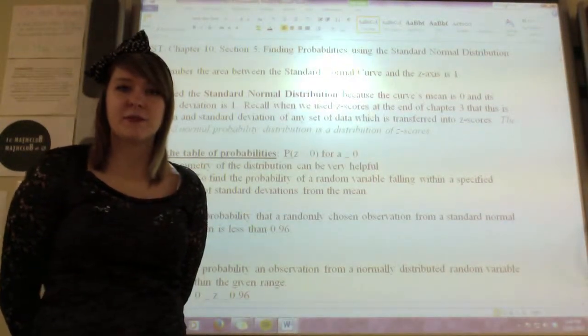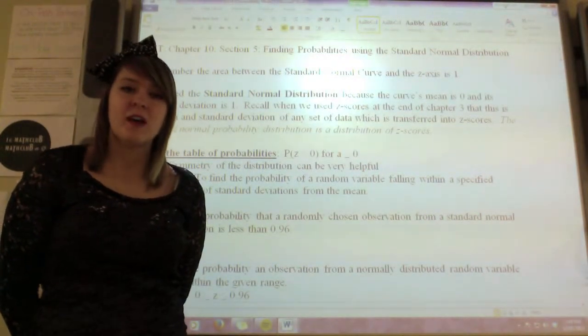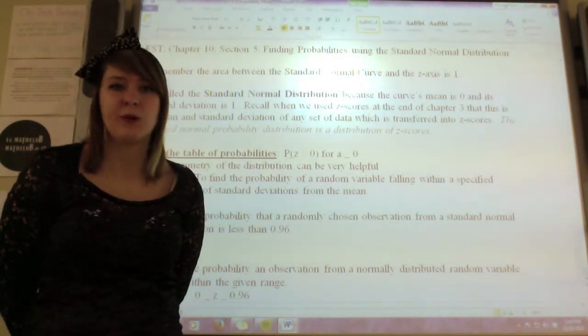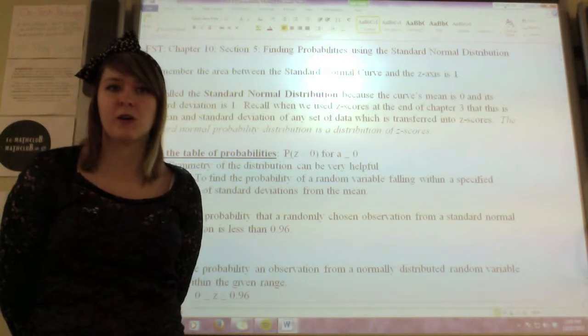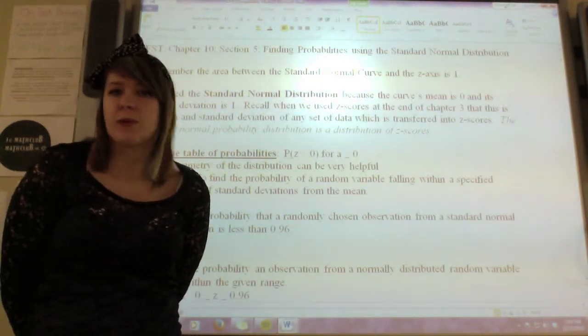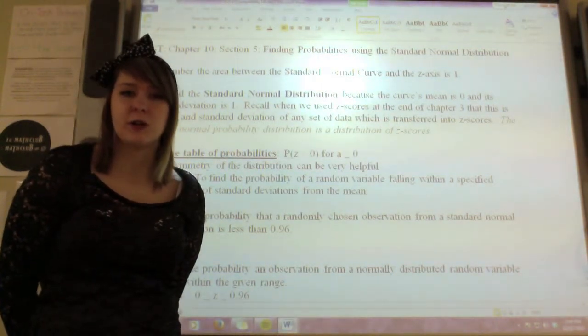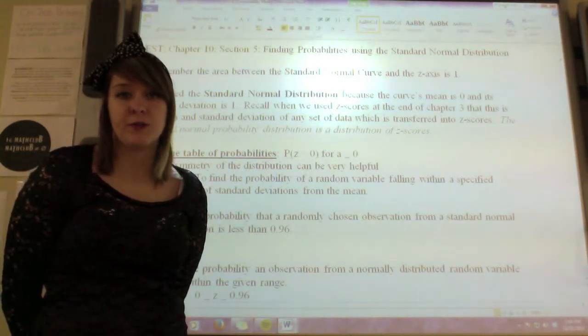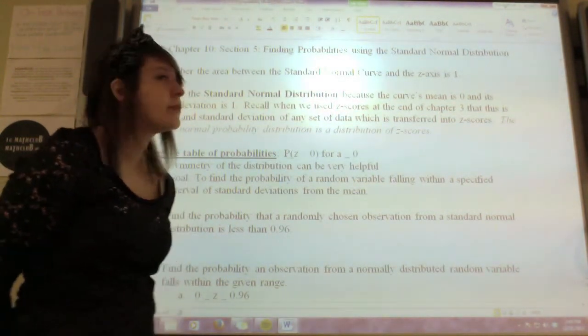Hey guys, today we're doing Chapter 10, Section 5. In the last section we looked at the standard normal curve and the parent function of the normal curve, and we just looked at some properties, just kind of an introduction to the normal curve. Now we're going to actually learn how to use the standard normal curve in order to calculate probabilities.